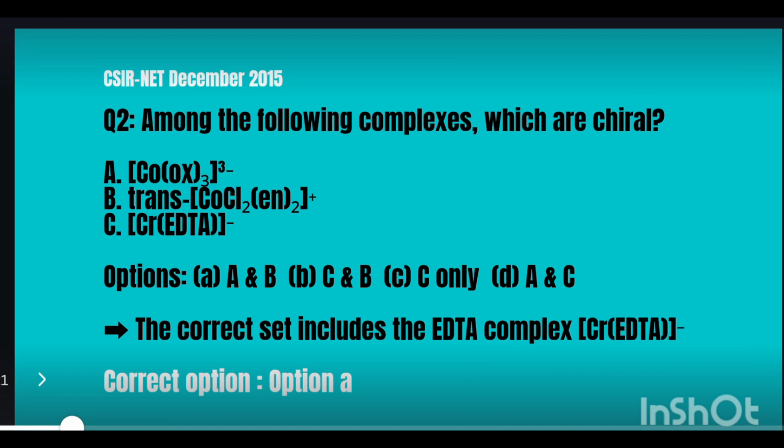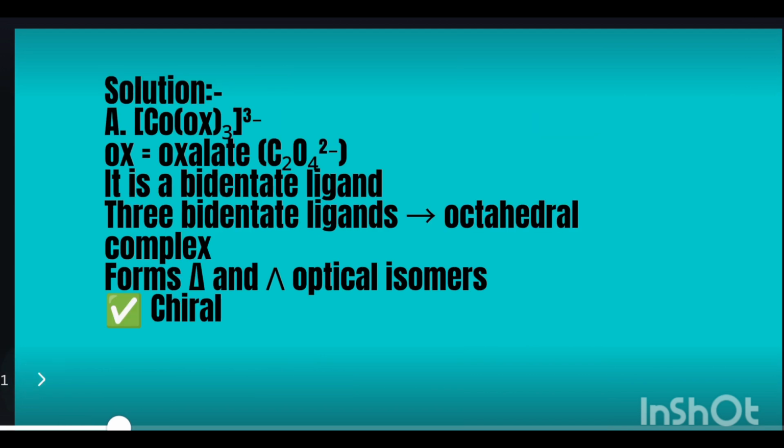First we'll see what is chirality. A complex is chiral if it does not have a plane of symmetry and it does not have a center of symmetry. It forms non-superimposable mirror images and it shows optical isomerism. Let's analyze the options. Option A, Co(ox)3 3 minus. Here ox is oxalate, C2O4 2 minus. It is a bidentate ligand. Three bidentate ligands in octahedral complexes form delta and lambda optical isomers.